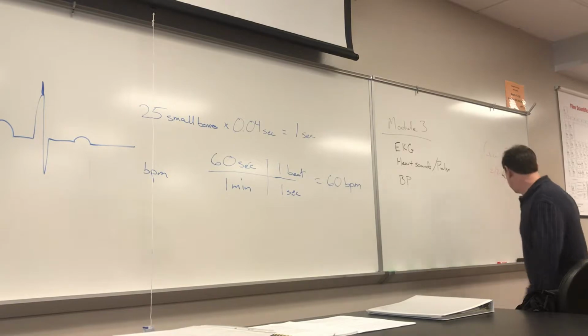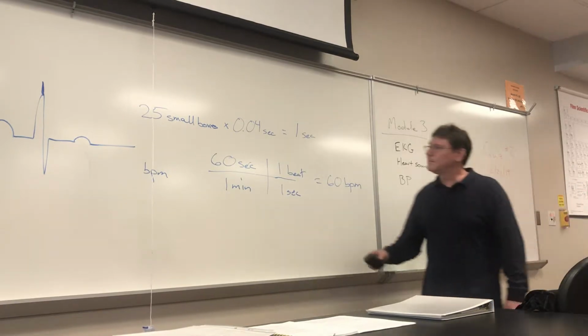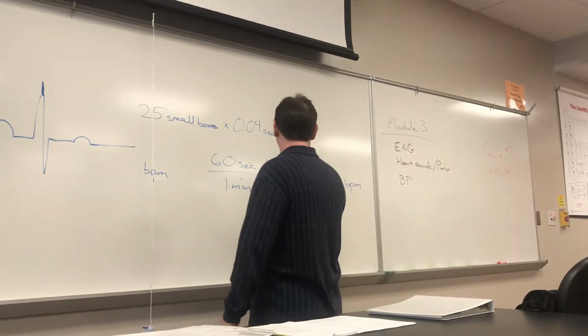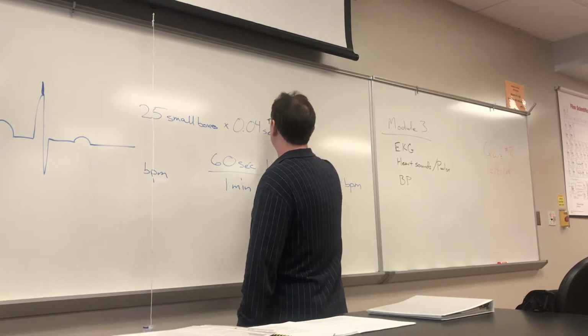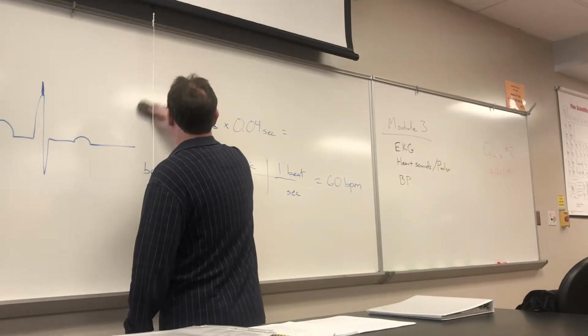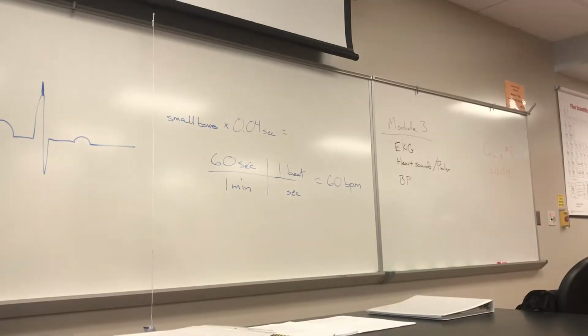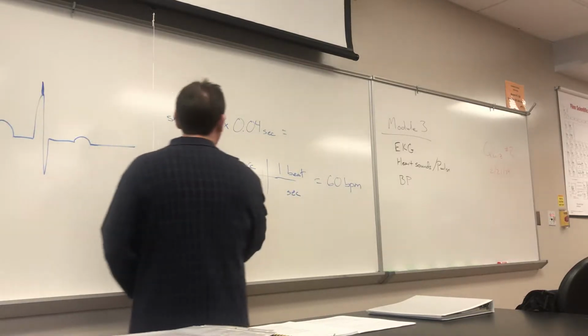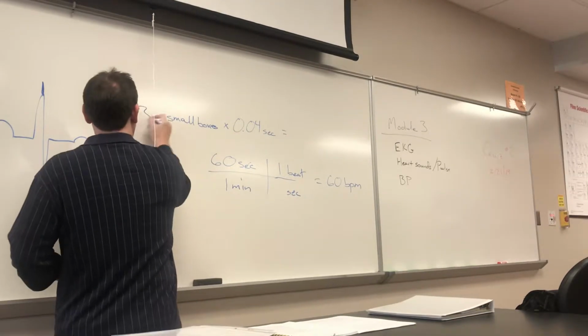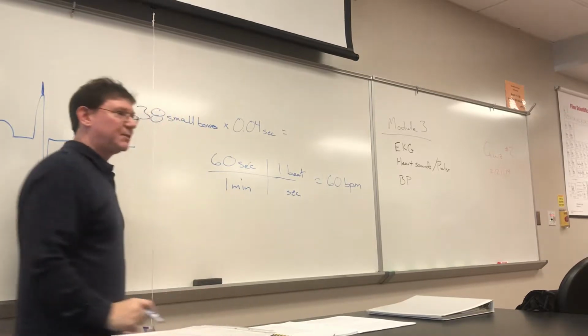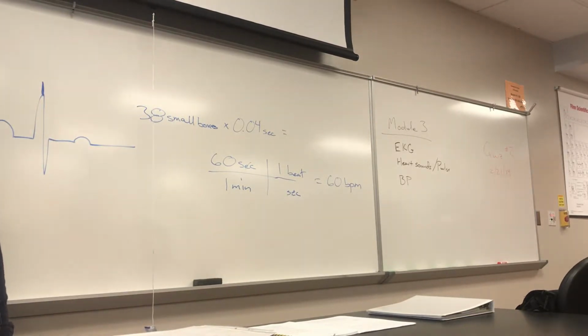It's just math. What number do you want to give for our number of small boxes? We just did 25. Can you do more than that? Less? What do you want? 38? Yeah, let's do 38 small boxes. This person's going to have a slow heart rate. So 38 times 0.04.